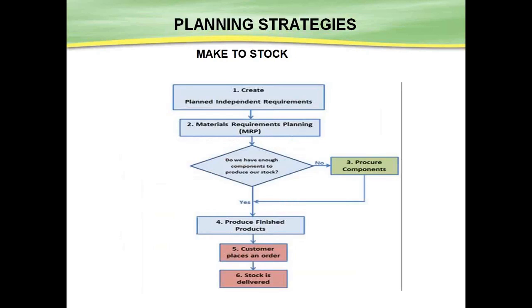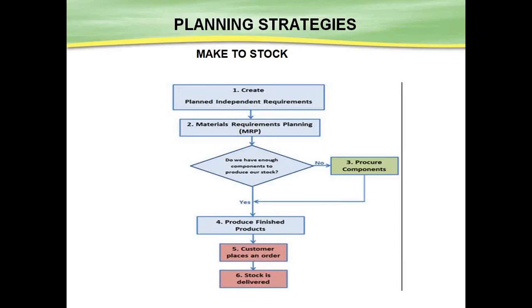Now we'll see how make to stock works. Here, the first step is to create the plant independent requirement. The meaning of plant independent requirement is that we have fixed some target based on our market survey, that okay, we will be able to sell this much quantity in the coming months. That tentative figure we call the plant independent requirement. On the basis of it, the material requirement planning will be done.